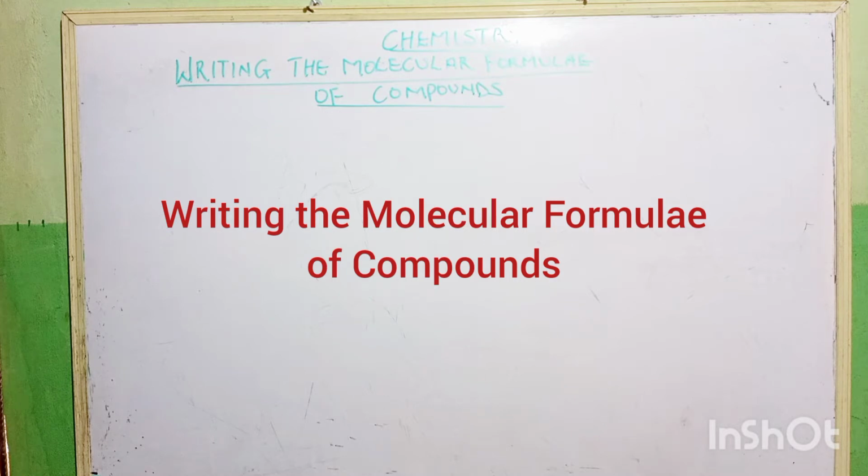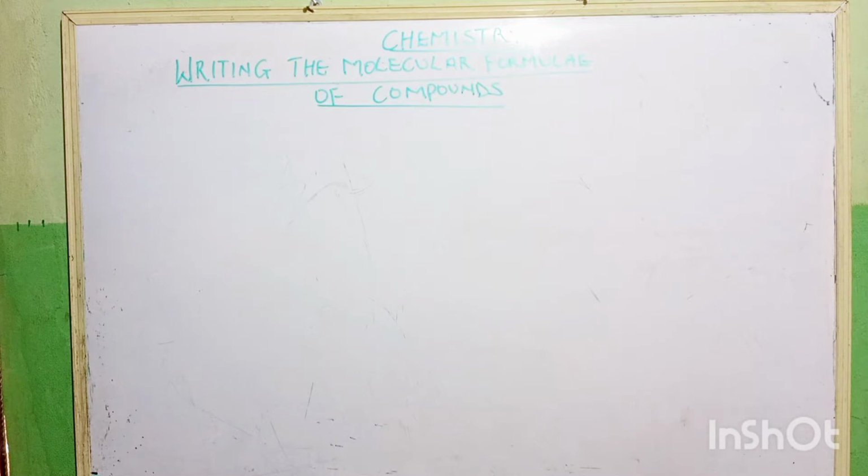Today, we're going to be looking at writing the molecular formulae of compounds. We are moving gradually. If you could recall in our last class, we learned the first 20 elements and the valency of the first 20 elements. We also looked at the radicals. Today, we're going to be looking at the application of these valencies and radicals in determining the molecular formulae of compounds.